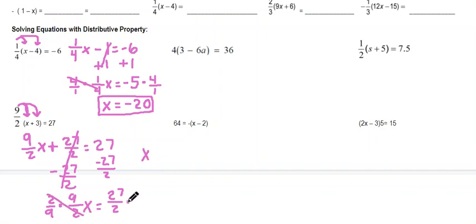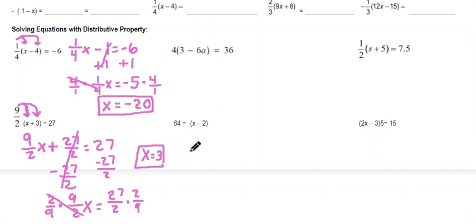All right, so I got to do the same thing to the other side. All right, I'm doing 27/2 times 2/9. I see that when I'm multiplying, I have a 2 on the bottom and a 2 on the top, so those kind of cancel out. And that's going to leave me with 27/9, and 27/9 I can reduce because 27 divided by 9 will give me 3. So that is x equals 3.